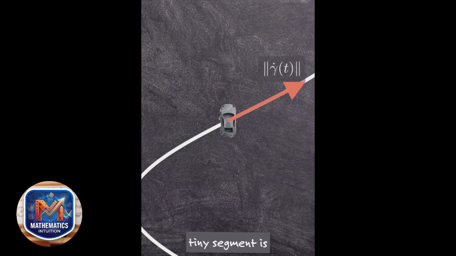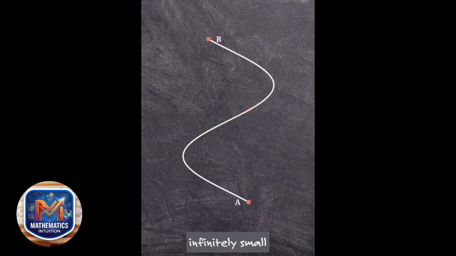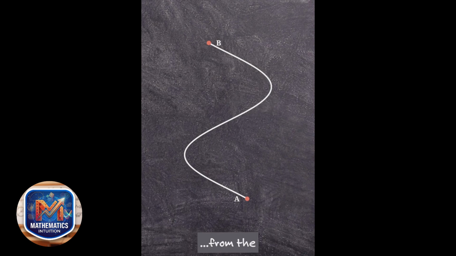The length of that tiny segment is simply the magnitude of the velocity vector, multiplied by that tiny fraction of time. By continuously adding up every single one of these infinitely small speed segments, from the start point to the end point, we calculate the exact total distance. And this continuous addition is exactly what an integral does.